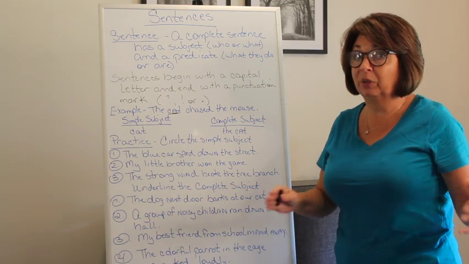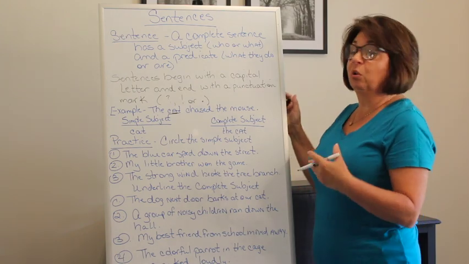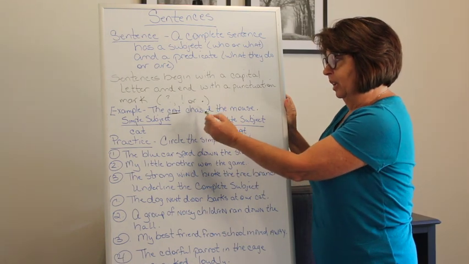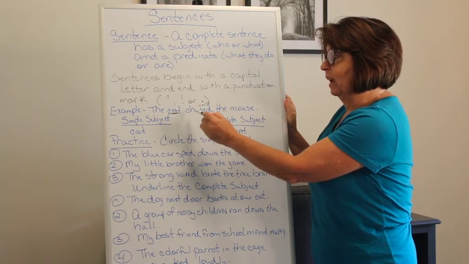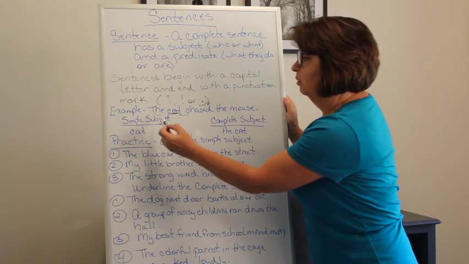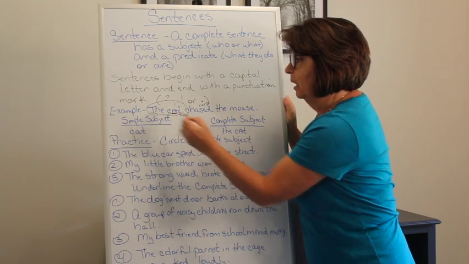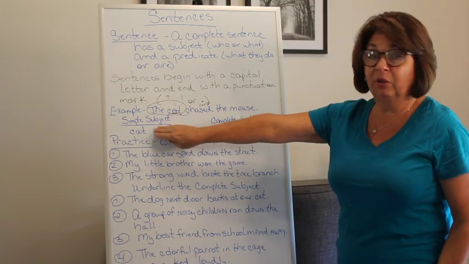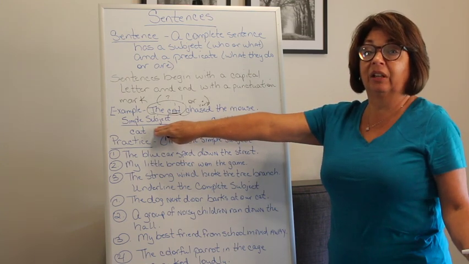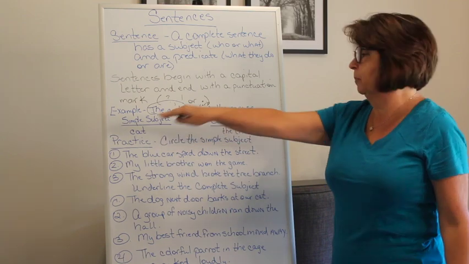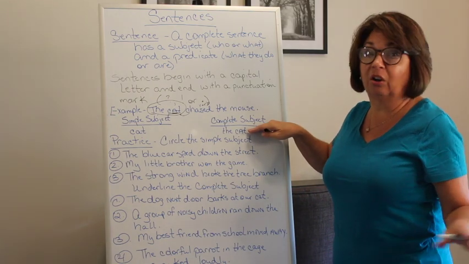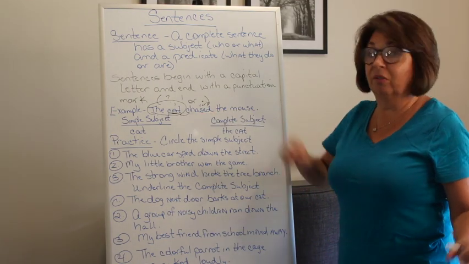If we want to know what the complete subject is, the whole subject, then we look for everything that's in front of the verb. So our action word in this sentence, chased, here is our verb. We have to look for everything that is in front of our verb for our complete subject. So in this case, the cat is going to be the complete subject. The simple subject is only the actual noun or pronoun that's describing who or what the sentence is about. The complete subject is the entire subject, all the words that go with it that are before the verb.